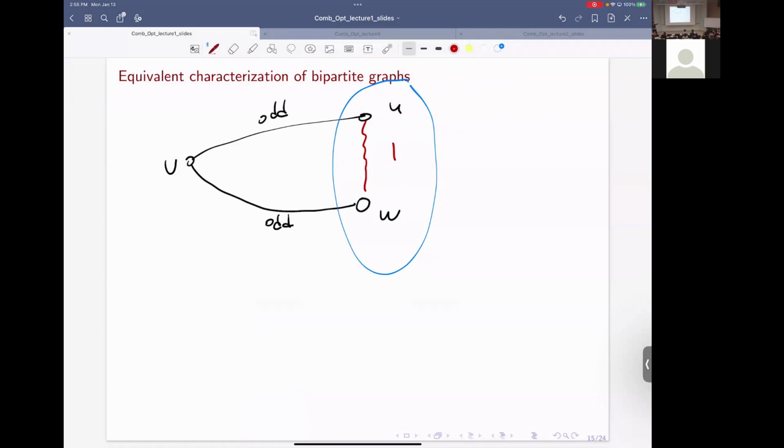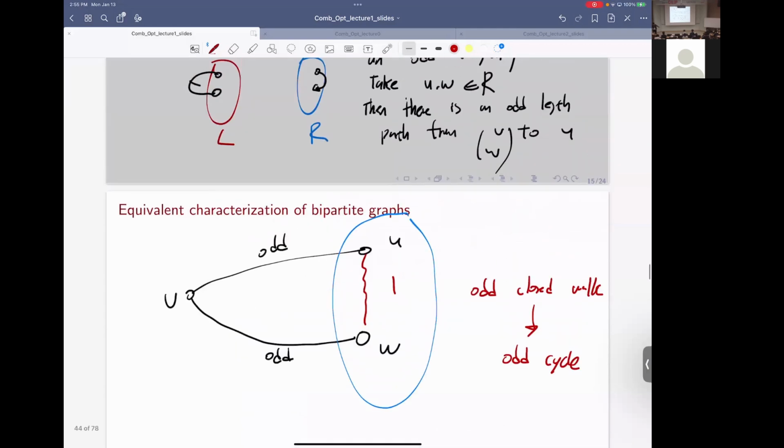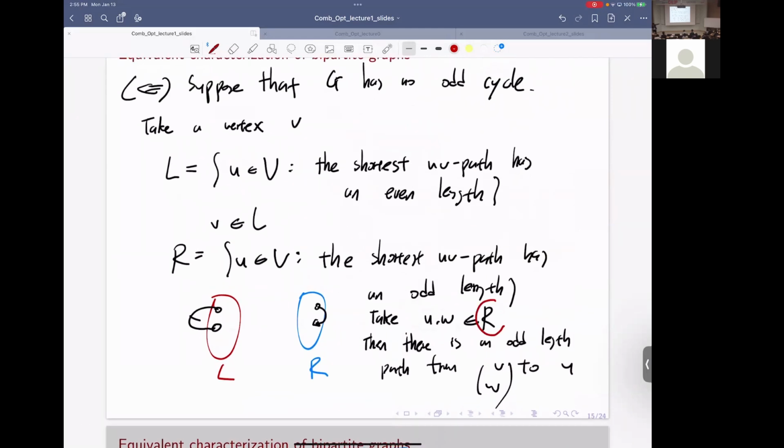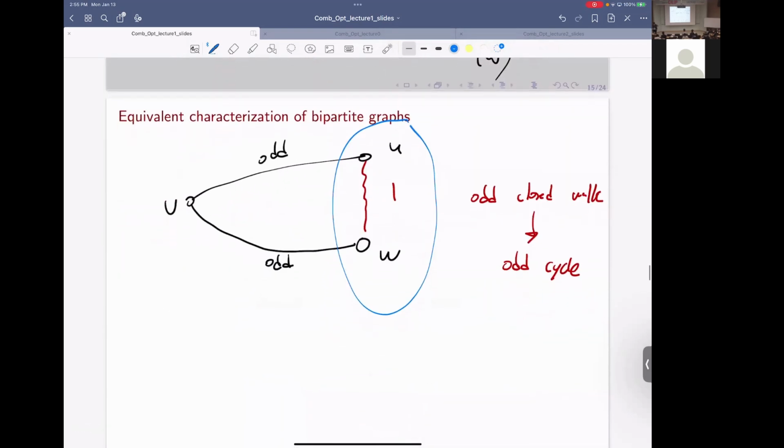What is the length of it? Well, what is the parity of its length? It's odd. So this is an odd closed walk. And we argued that any odd closed walk has to include an odd cycle. But we supposed that there's no odd cycle in this graph, so this is not possible. So we took two vertices from R, but the same argument holds for two vertices from L.